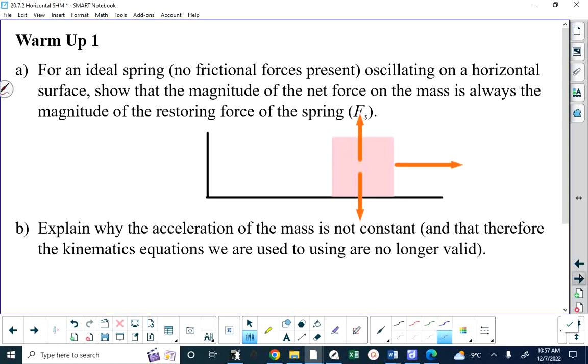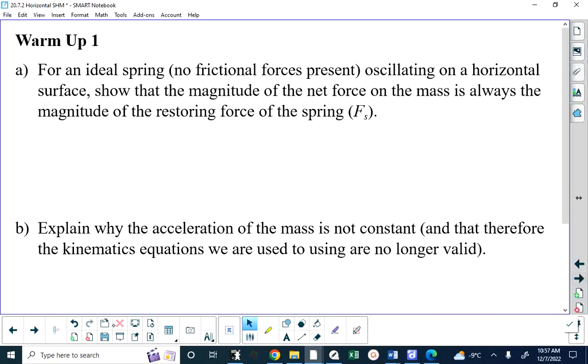So as a warm-up, for an ideal spring where there are no frictional forces present, if that has a mass oscillating on a horizontal surface with that spring, show that the magnitude of the net force is always the magnitude of the restoring force. Man, there's a lot to unpack with that statement.